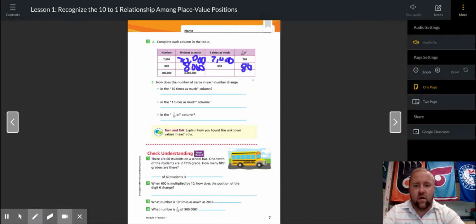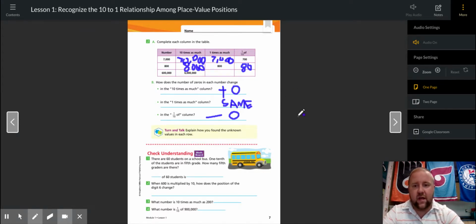All right. So the last part we're going to do here is part B. It says, how does the number of zeros change in each number? When you do 10 times as much, you add a 0. So I'm going to say add a 0. Okay. And 1 times as much, it stays the same. Okay. And then in 1/10 the value, you lose a 0. All right. So 10 times bigger, you add on a 0. 1/10 the size, you lose a 0. And if it's 1 times the size, it stays the same.